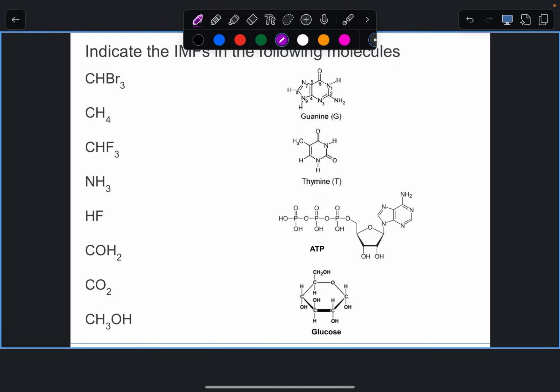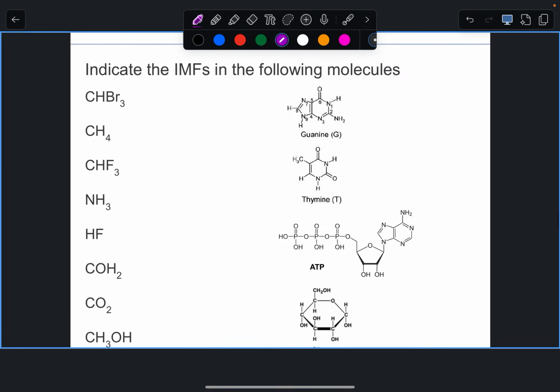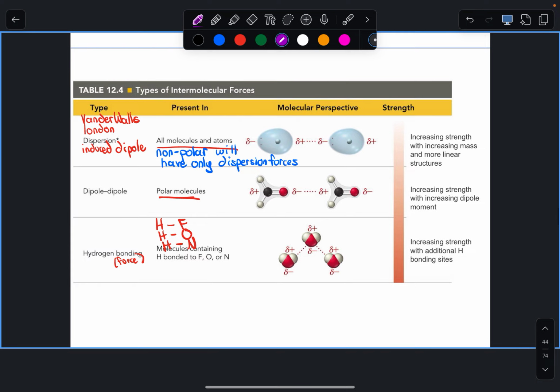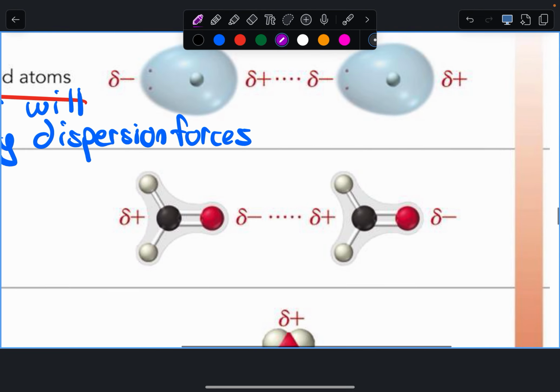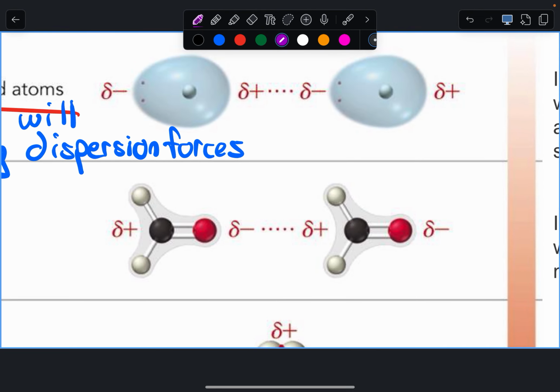But first, we need to conceptually understand why dispersion forces are weaker, and why it gets stronger as you get to a polar molecule, et cetera. All right, I want to start with polar molecules because they're the easiest to understand.